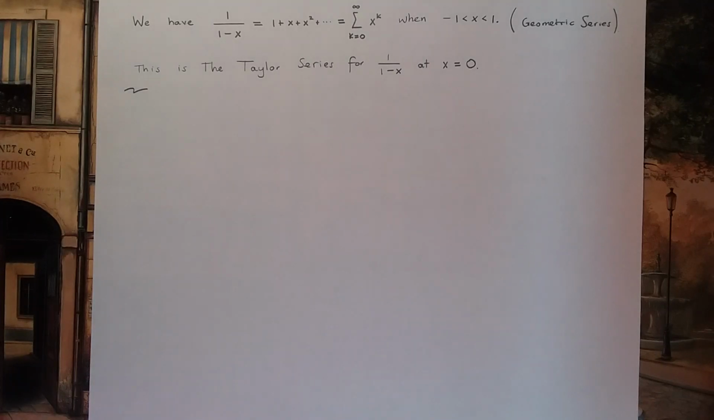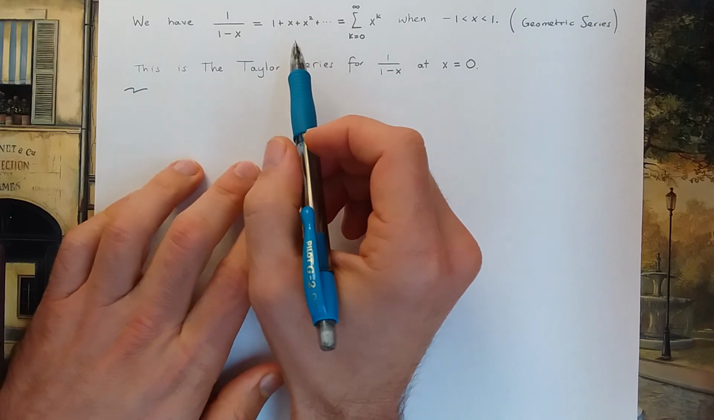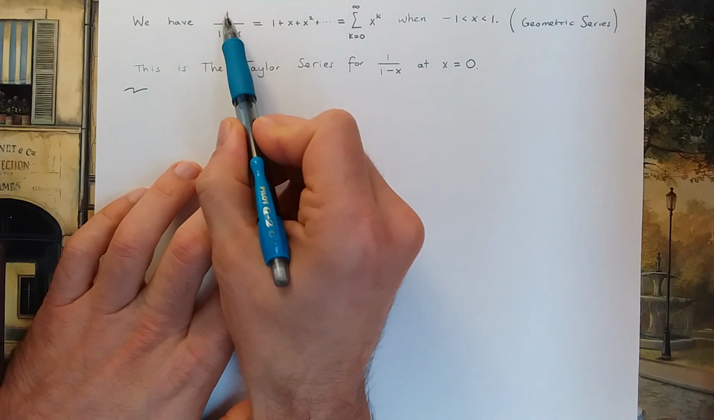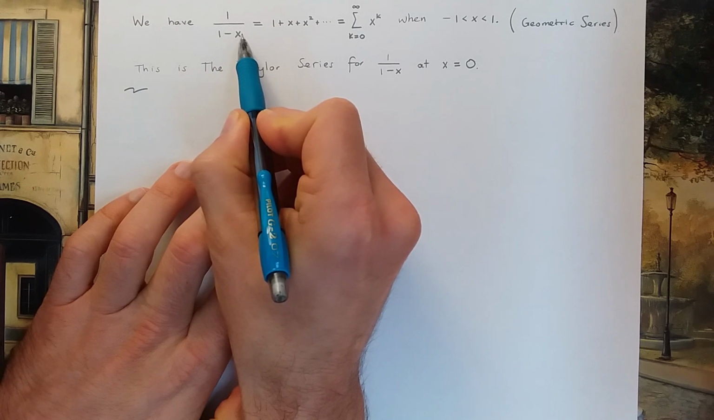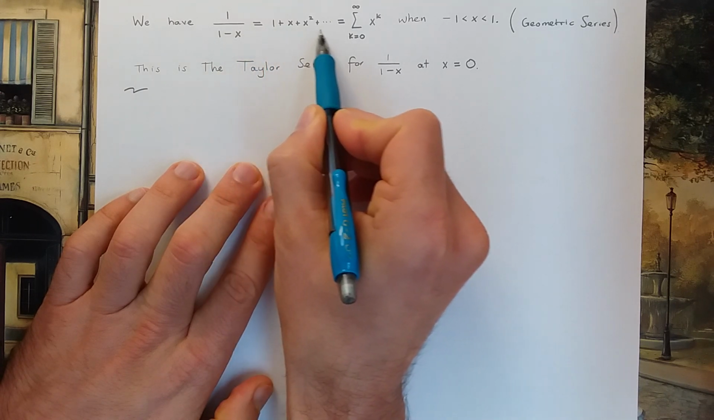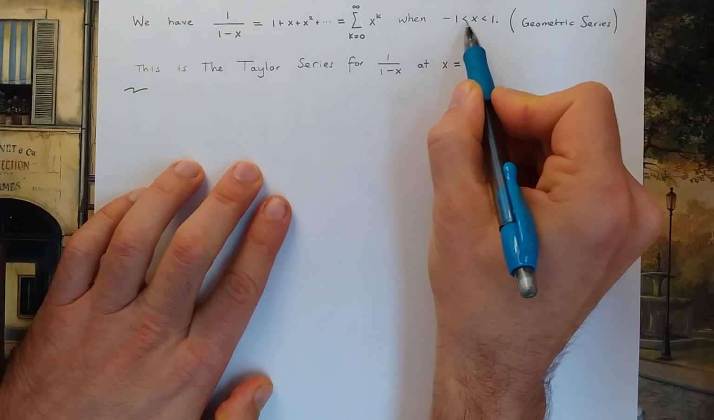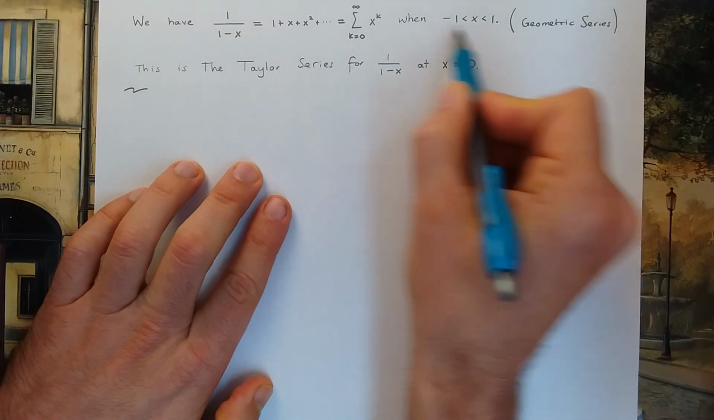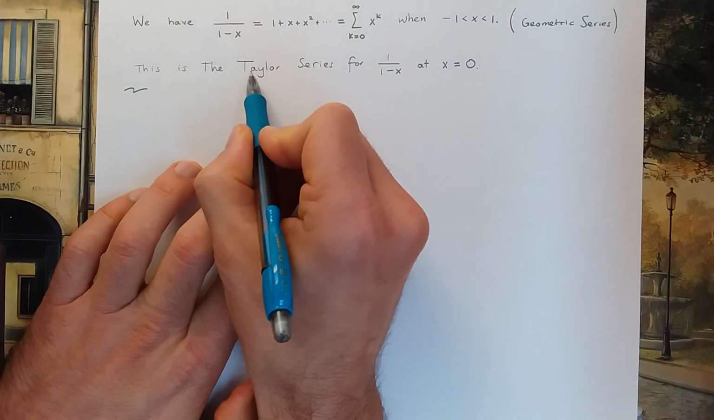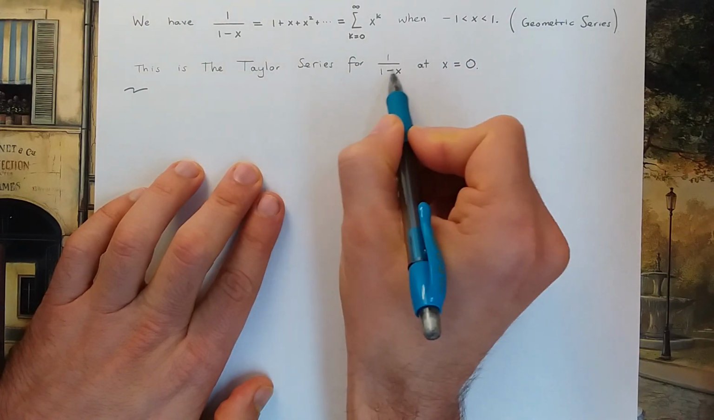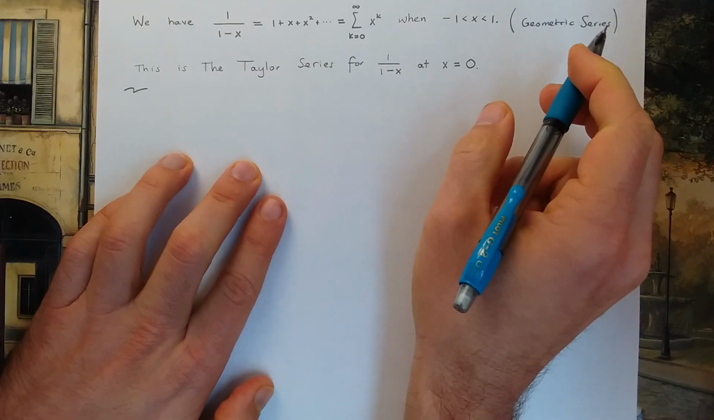So let's understand geometric series a little bit better. We saw it in our last video. The geometric series is the statement that 1 over 1 minus x is equal to its Taylor series, this thing, when x is in between -1 and 1. So the name for this is the geometric series. It's a special case of a Taylor series for the function 1 over 1 minus x at x equals 0.